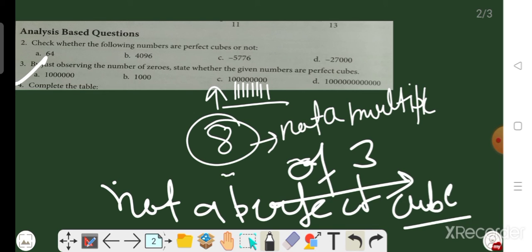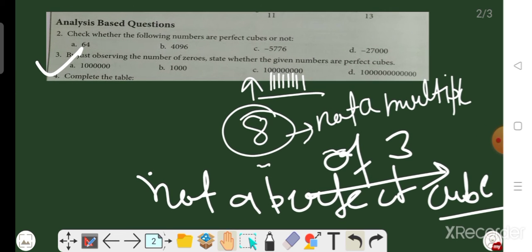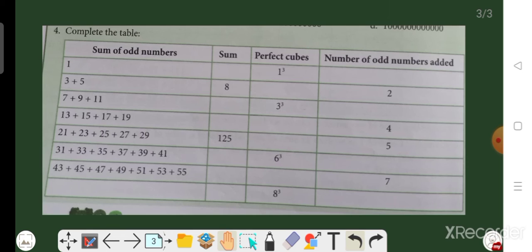Okay. So this is the way by which you have to solve your third question. The remaining part of this question you can solve by this method. Try to solve them by yourself. Okay. Now we will move on to the fourth question. Look at the fourth question beta.